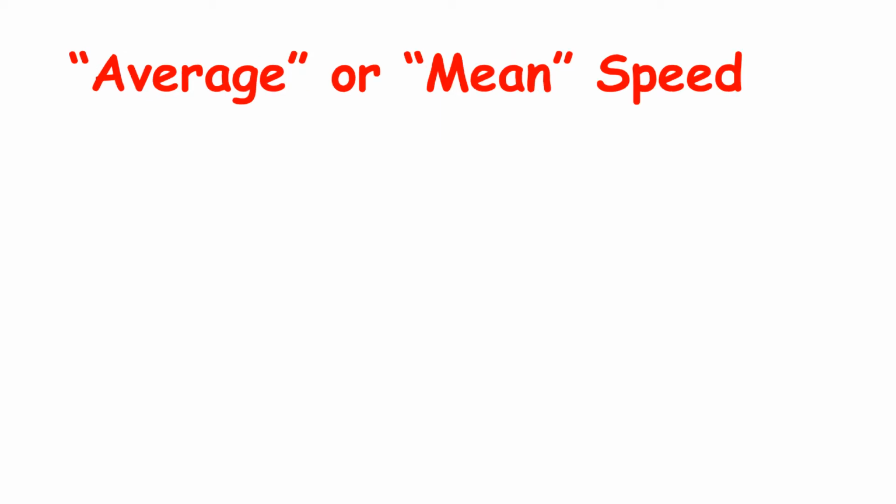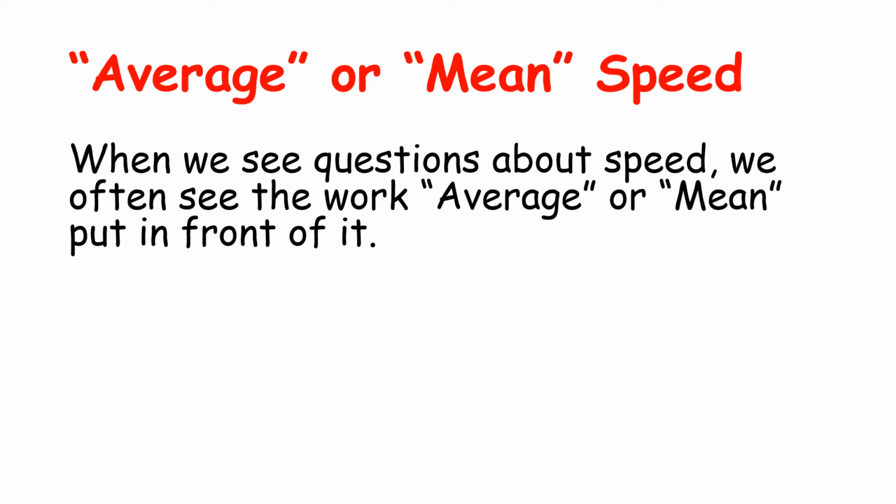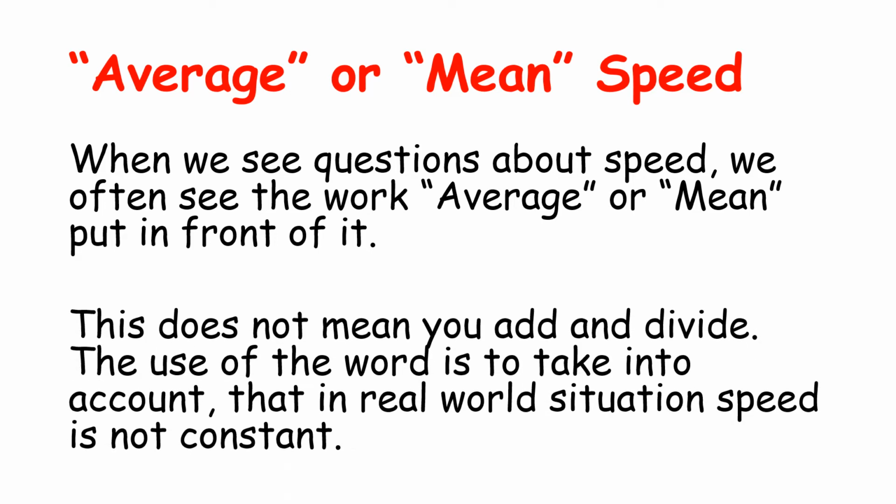So one thing I want to talk about very early on, before we even look at an example, is the use of the word average or mean when it comes to speeds. When we see questions about speed, we often see it called average or mean speed. Now, this doesn't mean you add and divide. If you didn't cover statistics yet, mean is another word for average. You would have looked at average in primary school, where you add all the numbers together and divide by the number of numbers. Now, when we have that word in front of speed, we're not going to do our traditional add and divide here.